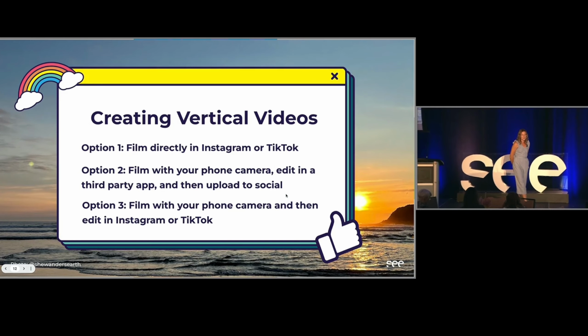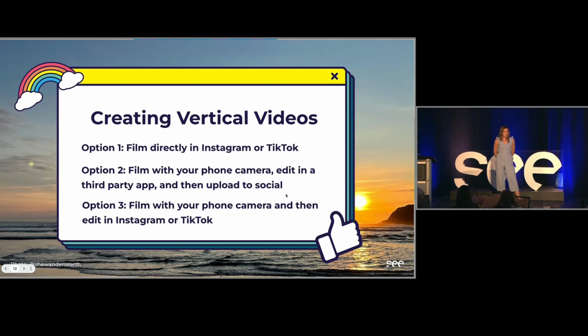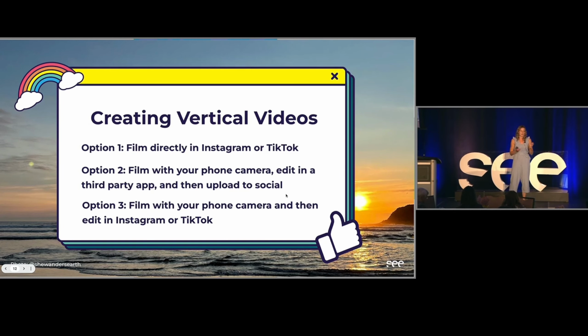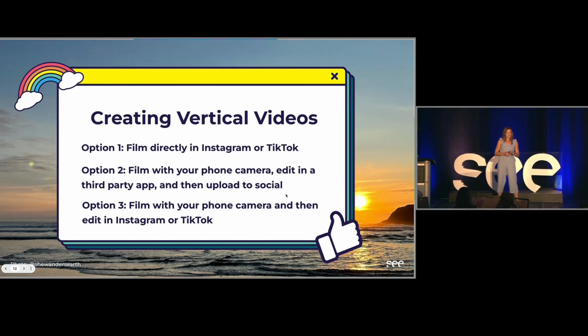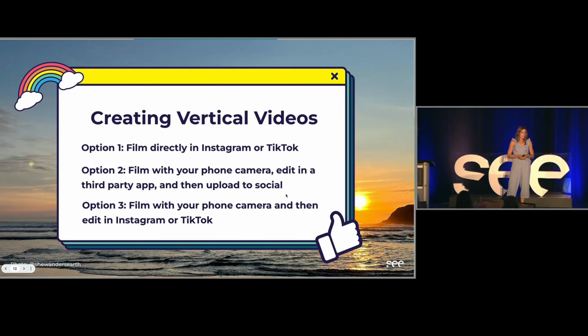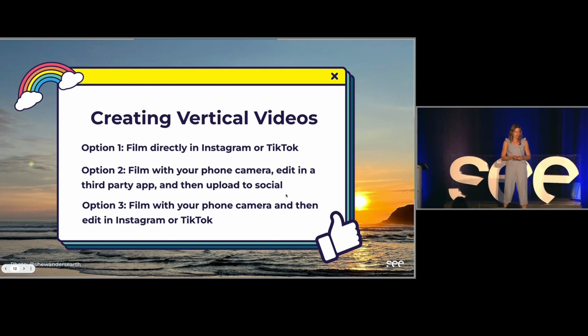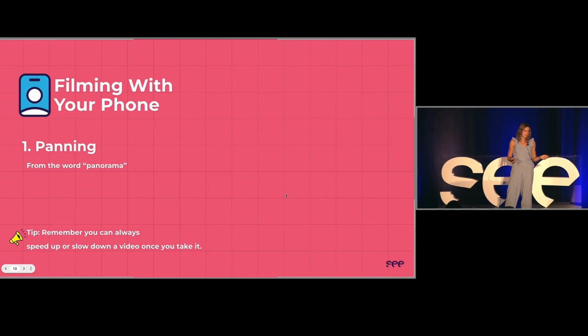So moving forward into creating vertical videos, we have 3 options. Option 1 is to film directly within Instagram or TikTok. I don't like to do this as much because the video quality overall is not going to be as good. Option 2 is to film with your phone camera and then edit in a third-party app such as Canva or CapCut and then upload to social. Option 3 is going to be filming with your phone camera and then editing in Instagram or TikTok, which is what we're going to do today.